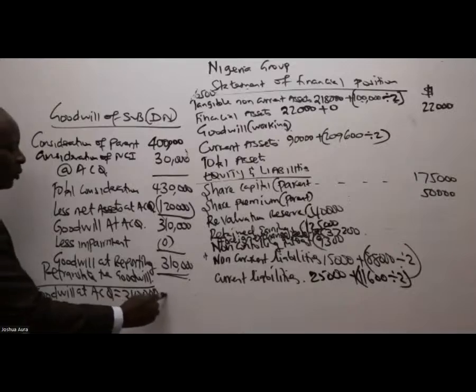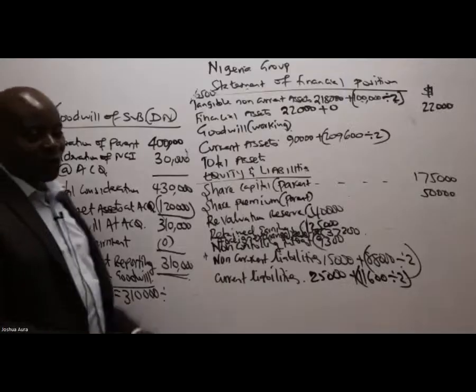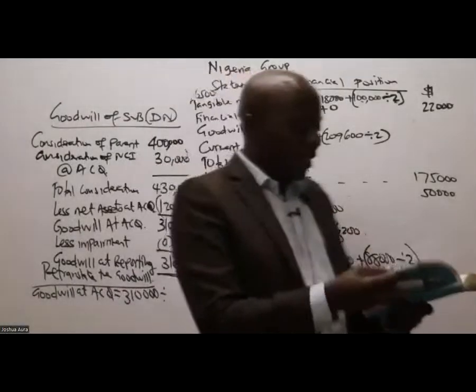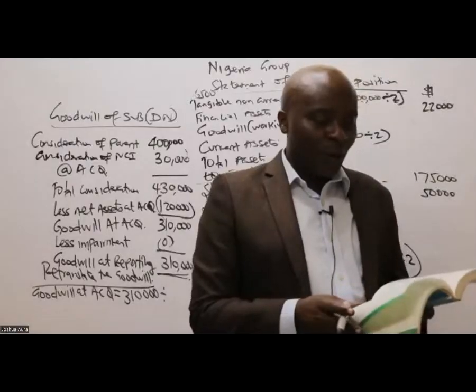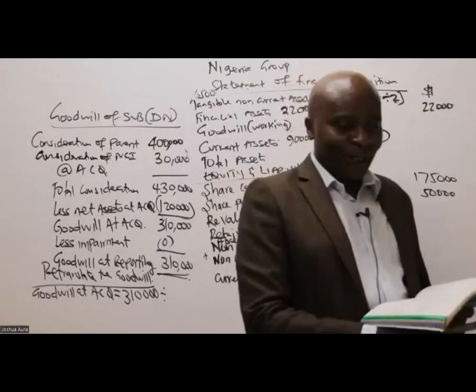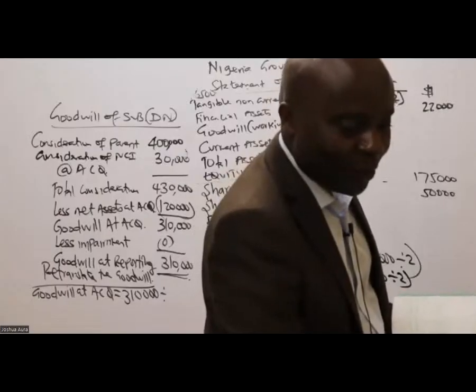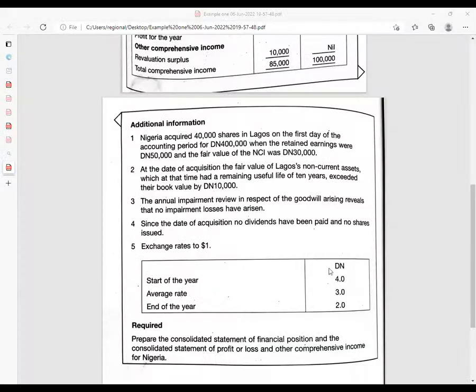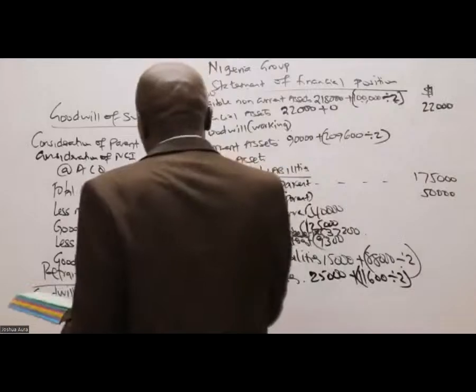So at acquisition, I should be able to translate this at what rate? If you remember, I should divide this with what? Yeah, the acquisition rate, isn't it? Most of them have forgotten. When you were acquiring this subsidiary, the rate was 4. So divide this by 4.